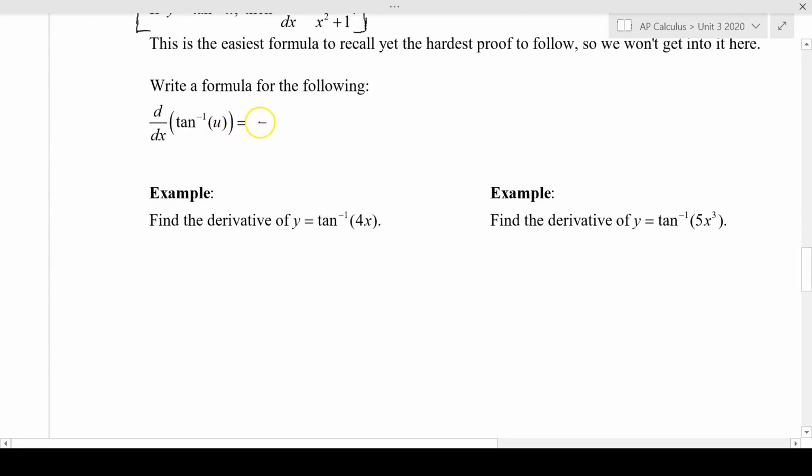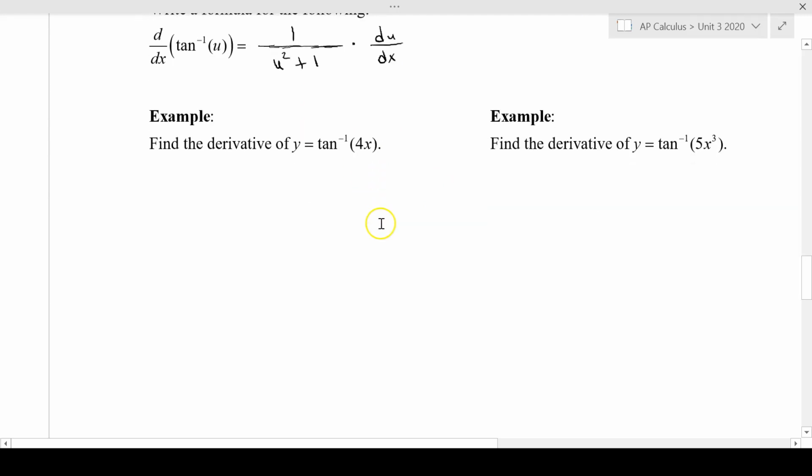But let's write the formula for tangent inverse if there was a u instead of an x. So it would be 1 over u squared plus 1 times the derivative of u in terms of x, right? So let's go ahead and do a couple of questions. So here we go, tan inverse. So dy dx equals 1 over 4x squared plus 1 times the derivative of the inside function. Well, that'll be 4.